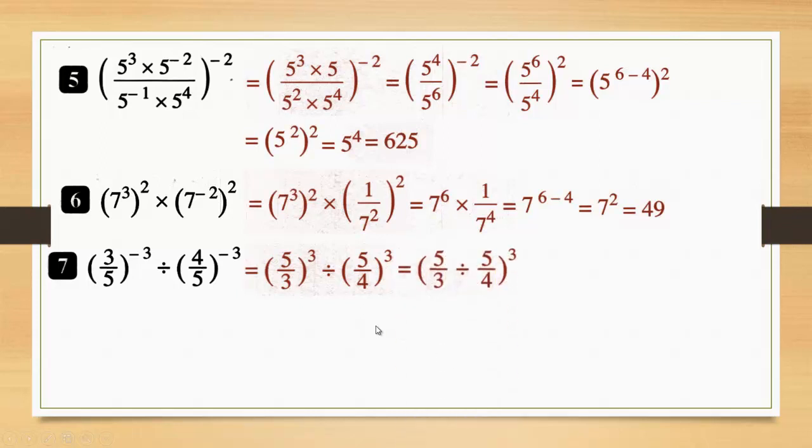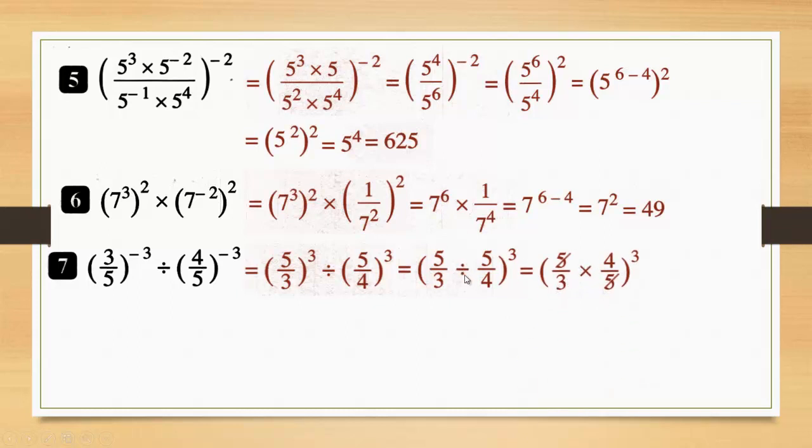We will start collecting it in one bracket. And here I have the same powers. We will put 5 over 3 divided by 5 over 4, all power 3. Start simplifying the number in the bracket. 5 over 3 times 4 over 5.